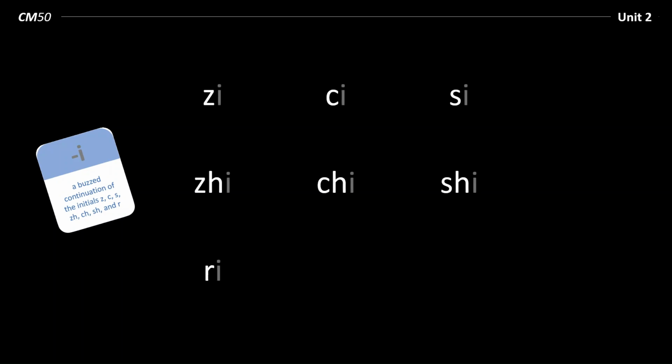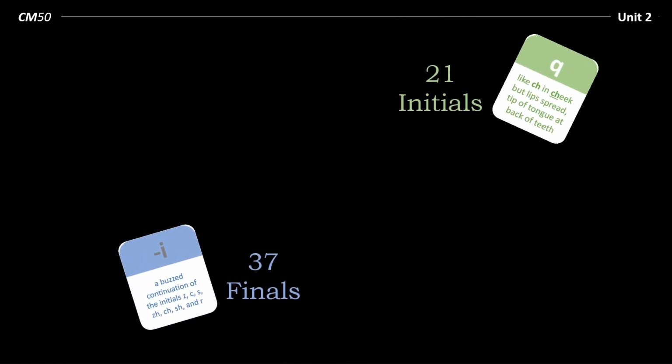Now let's add that final to the equation. And let's practice. Please repeat after me. Zi, ci, si, zhi, chi, shi, ri. So that is perhaps a very unfamiliar sound, so it will take some practice to get the hang of it. But those are the 21 initials and 37 finals.